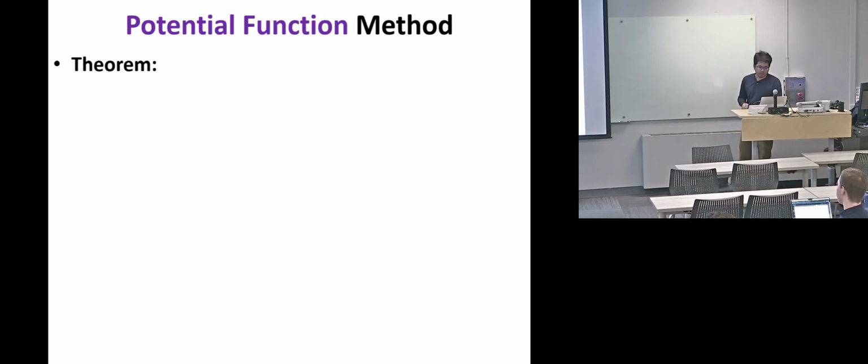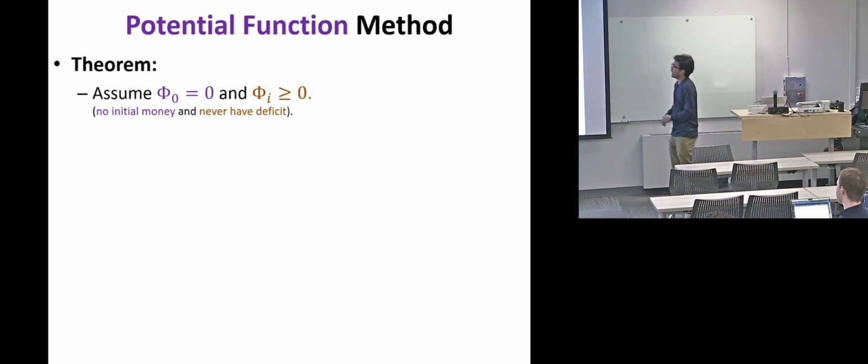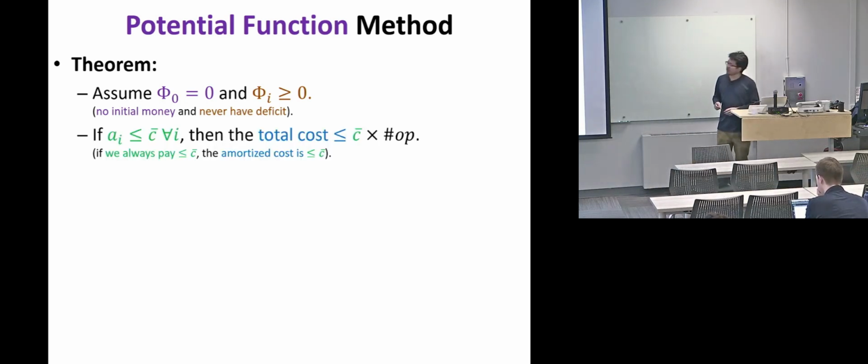And the following theorem is then, with our financial intuition, kind of trivial. So if phi_0 is 0 and phi_i is non-negative, meaning that there is no initial money and you never have a deficit, and if the amortized cost, the amount that you pay per operation, is always at most C bar, then it means that the total cost is at most C bar times the number of operations.